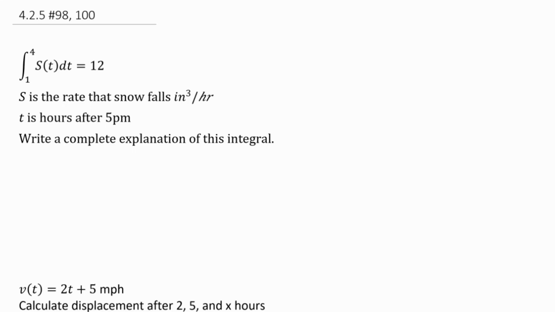So remember that an integral is geometrically area, right? So let's think about what area is. Area is base times height. Now, the height of this area will be S of t, which is inches cubed per hour. It's the rate that snow falls in inches cubed per hour. And then the base, the width, is dt. So that's the change in time.